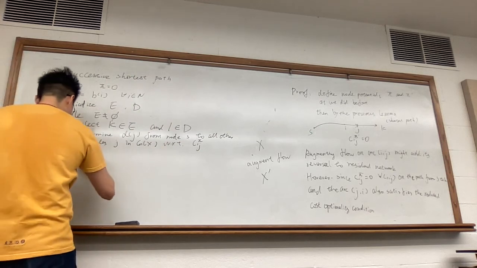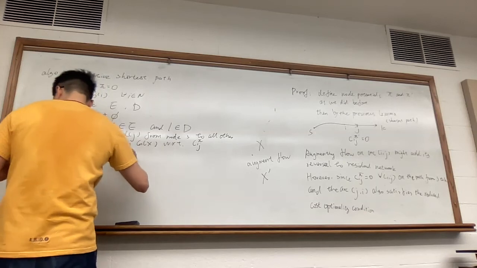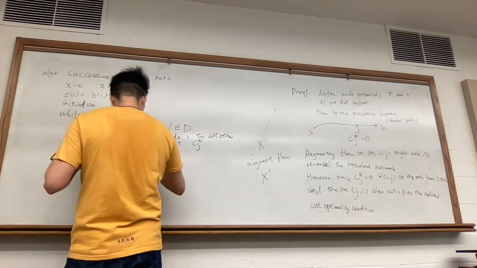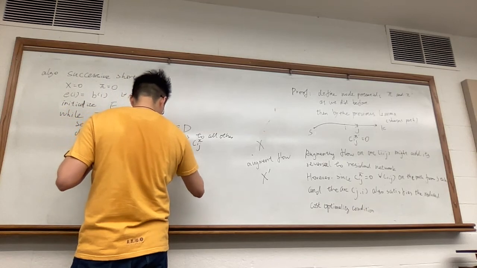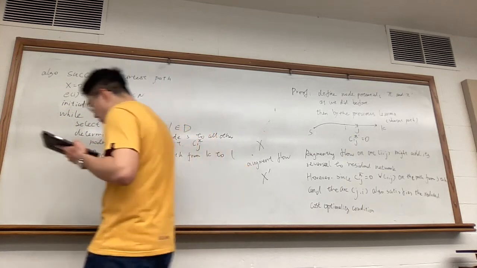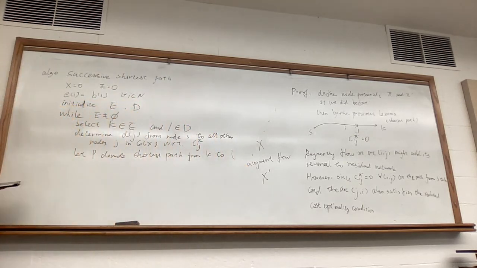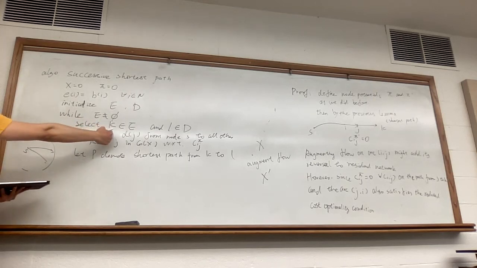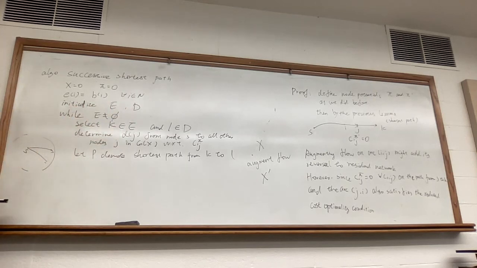And then we let P denote the shortest path from K to L. Then what can we quickly say? We have already established the shortest path distance from some node S to any other node, right? Let's say S is some center, and we already have the shortest distance from S to any other node. Then we let P denote the shortest path from K to L. Remember, K is some excess node and L is some deficit node. What can we quickly say?